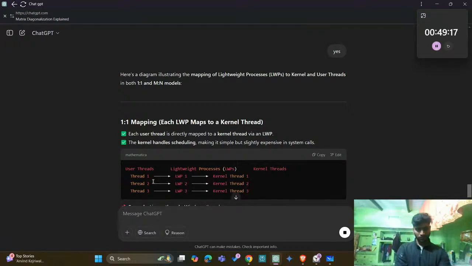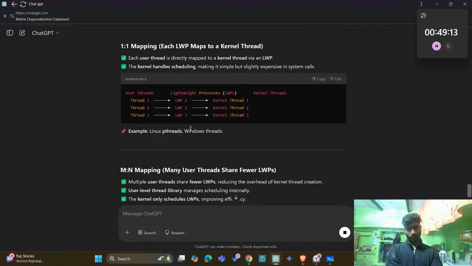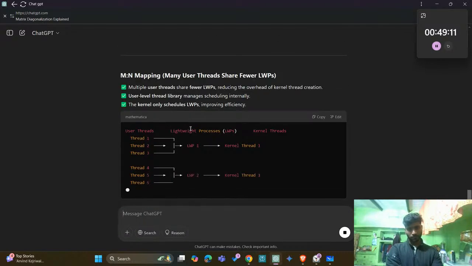User thread one, lightweight process, kernel thread one. Non user level thread, lightweight process one, kernel thread one. Well, this is many to one.